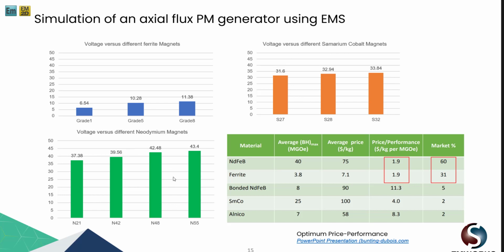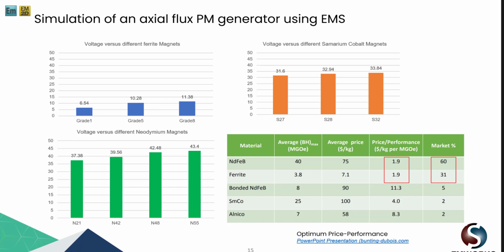As you can see, the output voltage is higher for neodymium magnets. But that comes at a price. The neodymium magnets provide the highest output power, but they're costly and heavy because of their higher mass density. That's why we can see that they have the same ratio of price to performance compared to magnets made of ferrite.